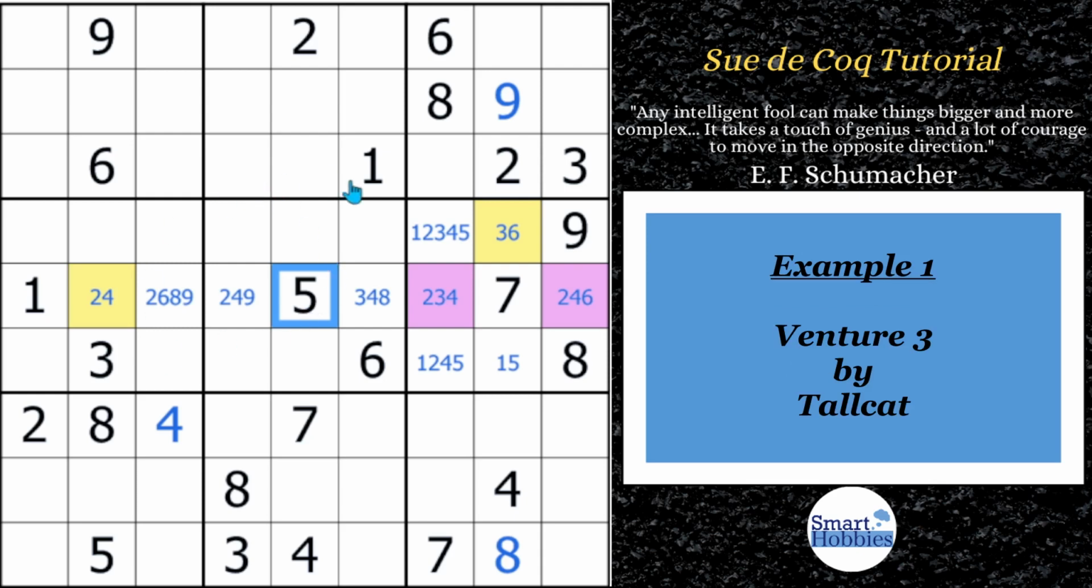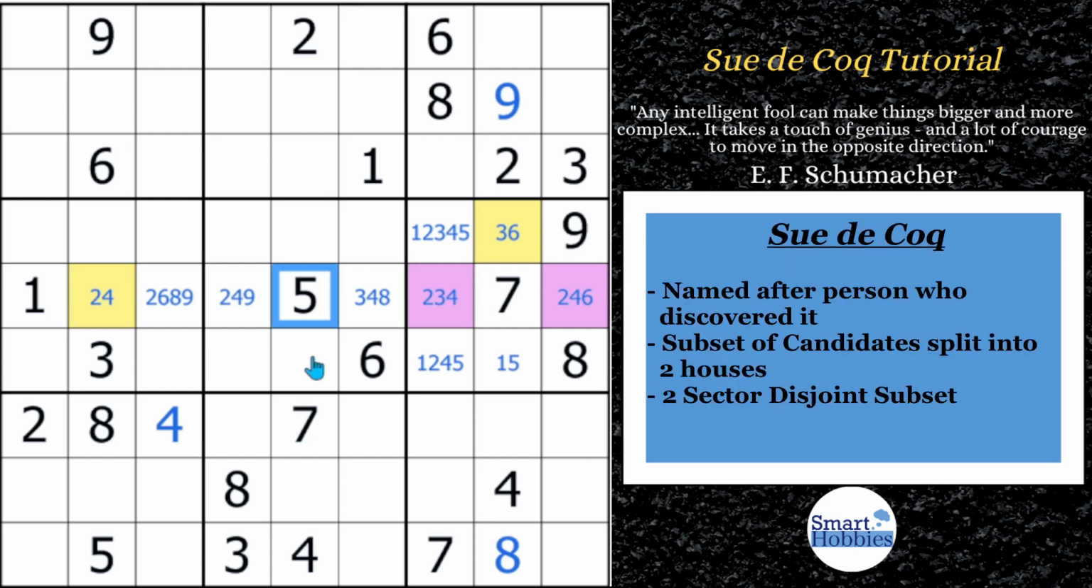Okay, so this is our first example, and I've filled out just the candidates we need to consider and highlighted for this Sudoku. So first, I got to start with the actual definition. Okay, it's a little complex. That's why I'm going to break it down for you.